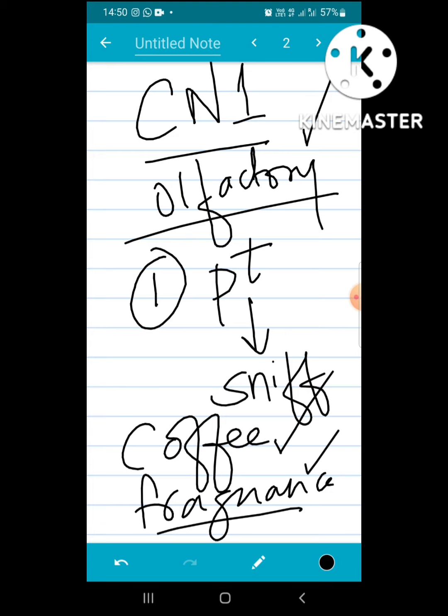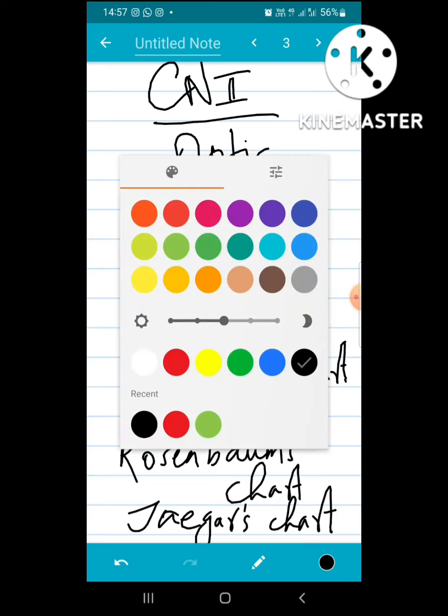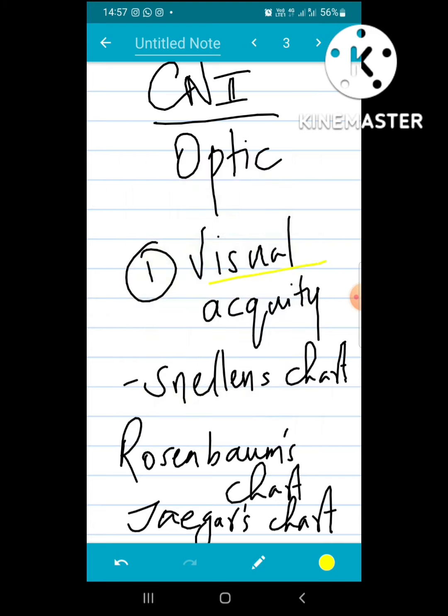Next is cranial nerve 2, which is the optic nerve. In the optic nerve, the first thing you have to examine is visual acuity. For visual acuity, there is something called Snellen's chart, for literate people, whoever knows the alphabet.